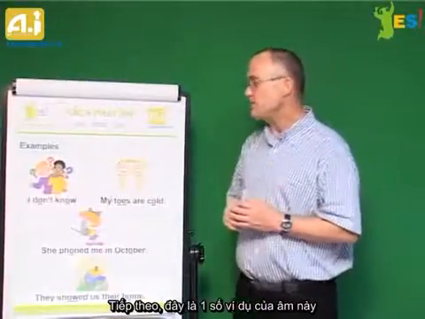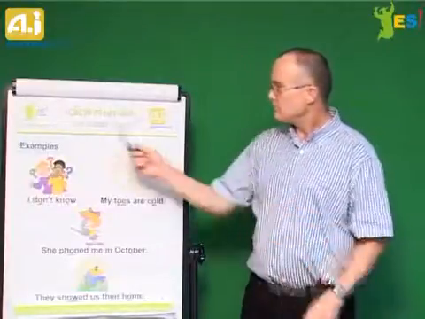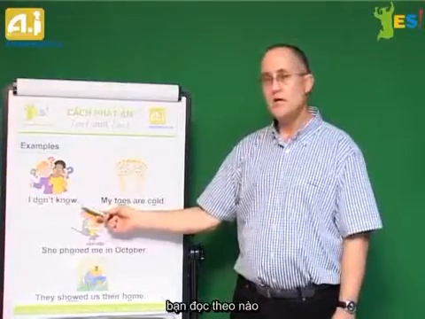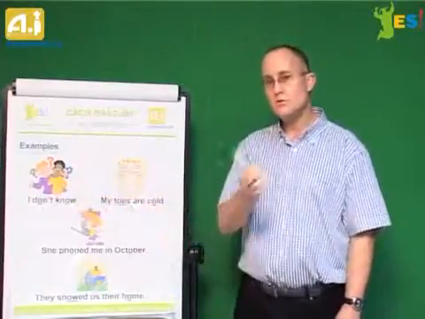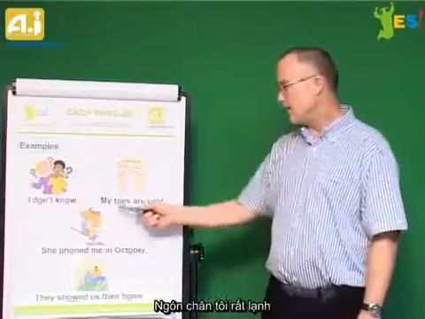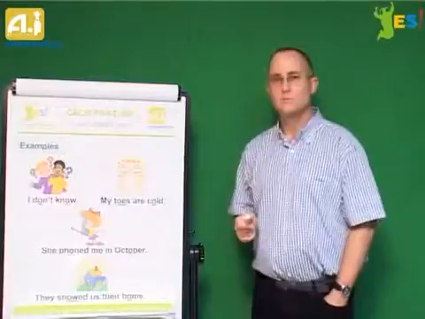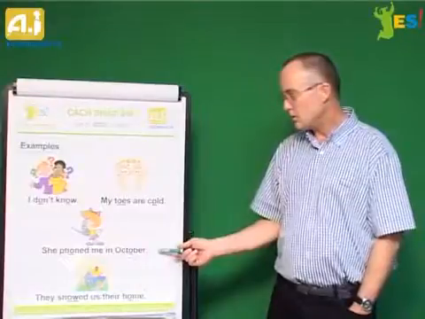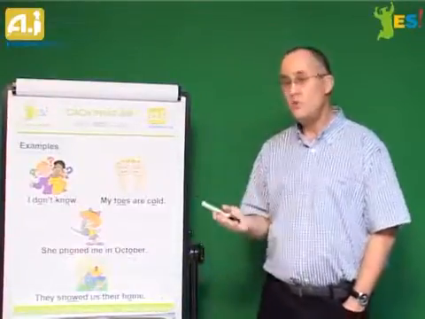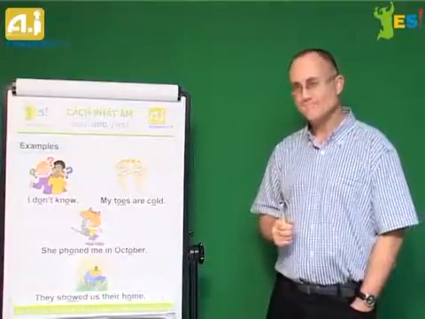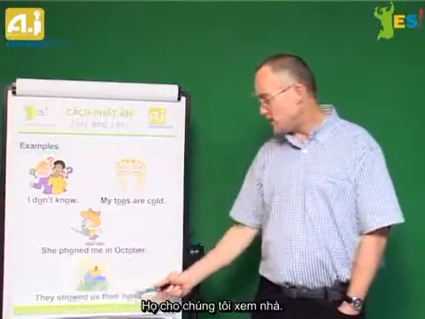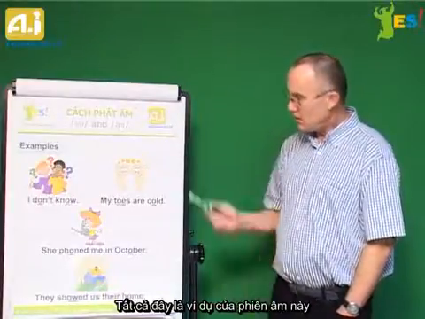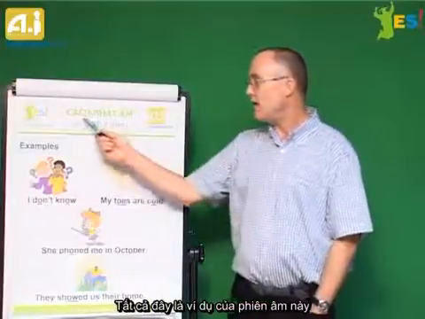Here are some examples of this sound. I don't know. Can you say that? I don't know. You say. Good. My toes are cold. Good. She phoned me in October. I'll try that again. She phoned me in October. Good. They showed us their home. All of these are an example of this sound.